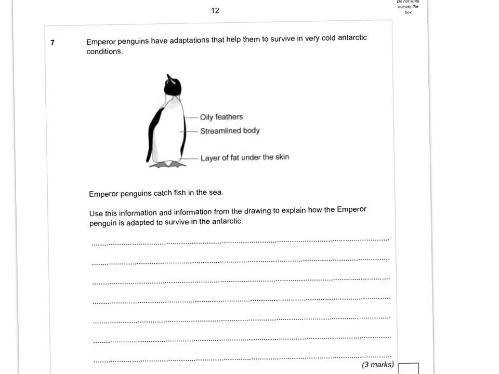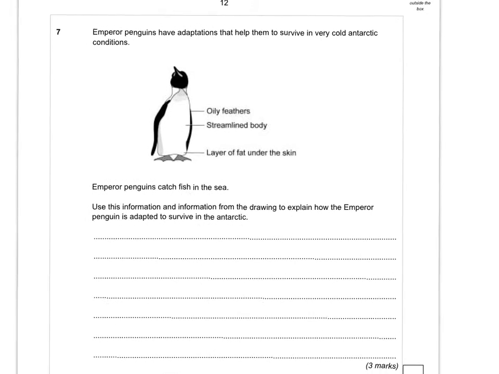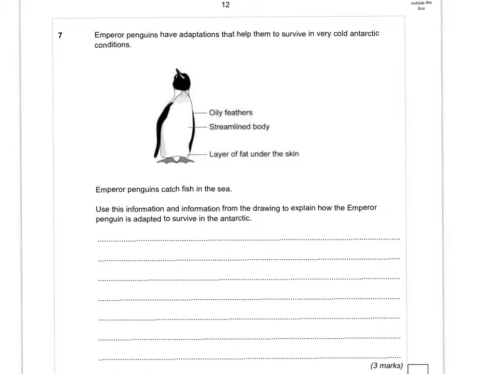Emperor penguins have adaptations that help them to survive in very cold Antarctic conditions, and it shows you there. It basically gives you the adaptations in the question, in the diagram. It shows you that it's got oily feathers, a streamlined body, and a layer of fat under the skin. So it's giving you 3 adaptations there straight away. Some of the information from the question: emperor penguins catch fish in the sea, so they have to get wet in order to catch the fish.